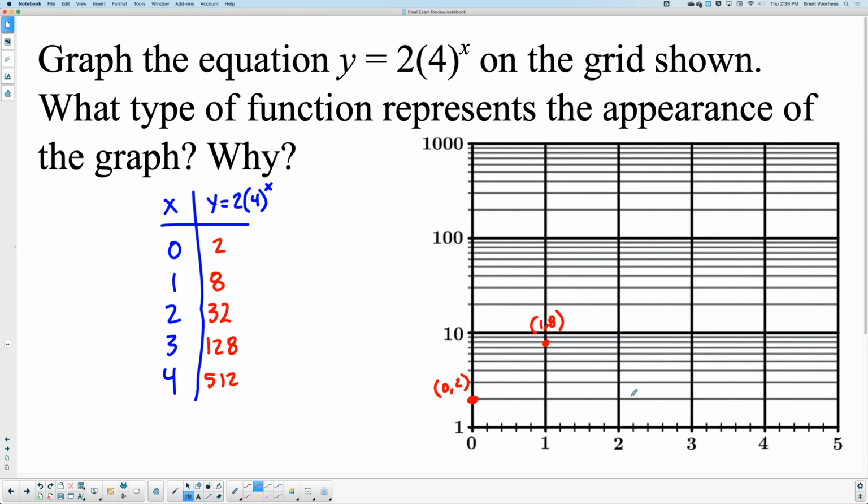Then I would plot 2, 32. 10, 20, 30. That's 2, comma 32. 3, 128. There's 100. How much is this right here? 200. So 128 is somewhere in there. 3, 128. And then finally, 4, 512. That's 100, 200, 300, 400, 500. It's going to be barely bigger than 500. 4, comma 512. Now, how does the data look when you look at that? Linear. It's very important you know that. Why does it appear to be linear?